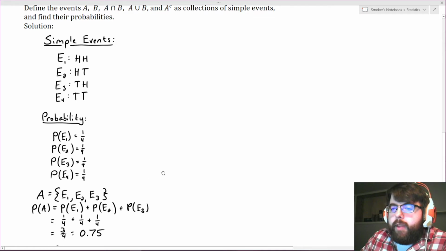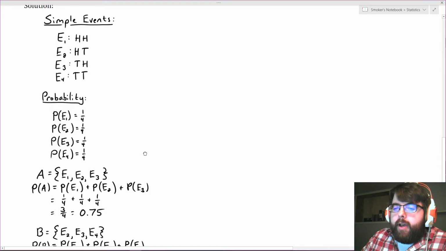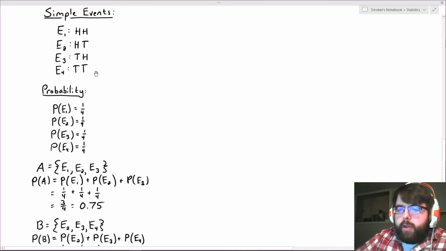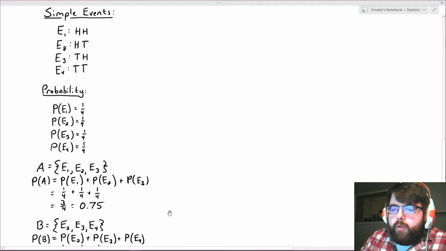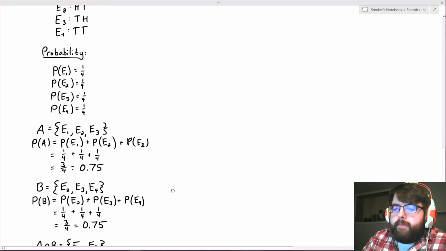Okay. So B is events 2, 3, and 4 because we're looking at at least one tail. So tail-head, tail-tail, and then 2 tails is at least 1 tail. Not exactly 1 tail, at least 1 tail. So we're going to look at the probability of each of these events. The probability of events 2, 3, and 4 are each 1/4, and so it's also a 3/4 chance we see at least 1 tail.